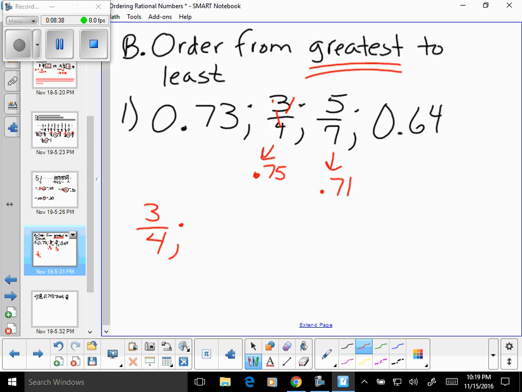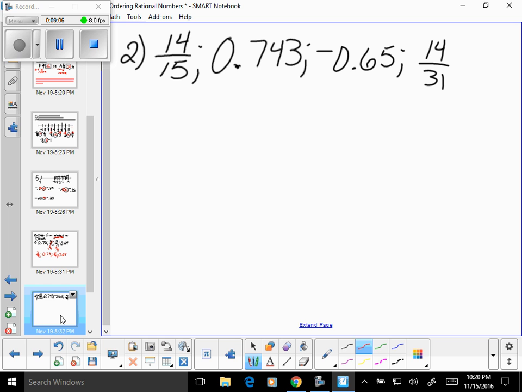Sometimes I actually cross them out when I'm done with them. Now I've got 73, 71, and 64. Well, 73 is the next greatest number. And then I'm going to have 5/7 and 0.64. Now notice that in my answer I always give the form of the original problem, not all in decimals. Okay, we look at example 2.